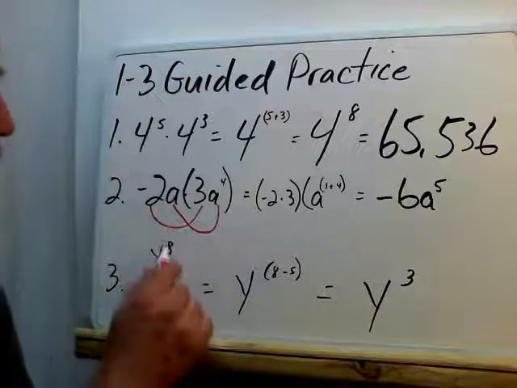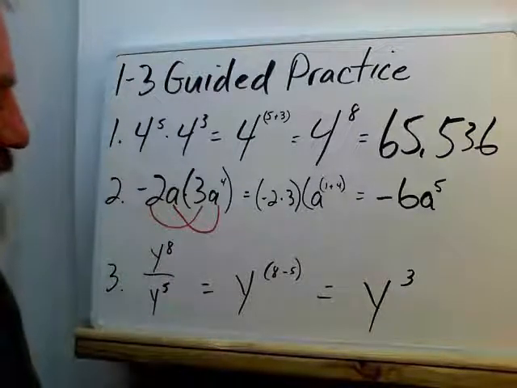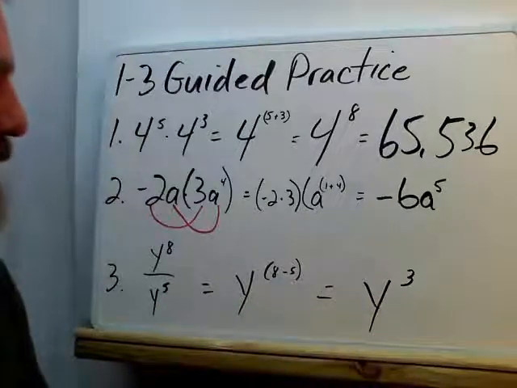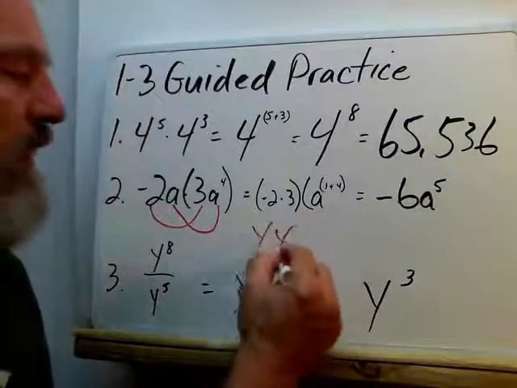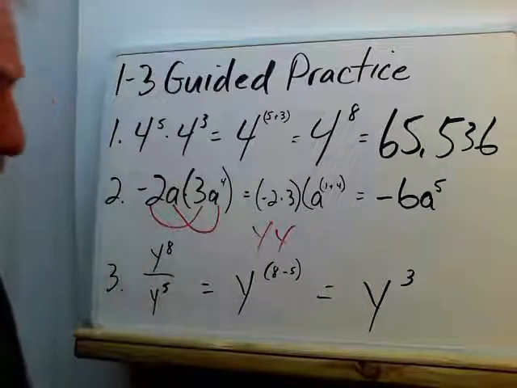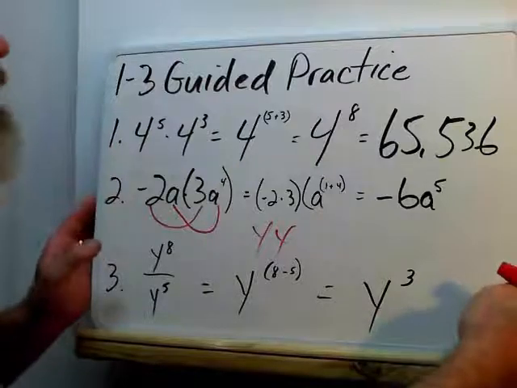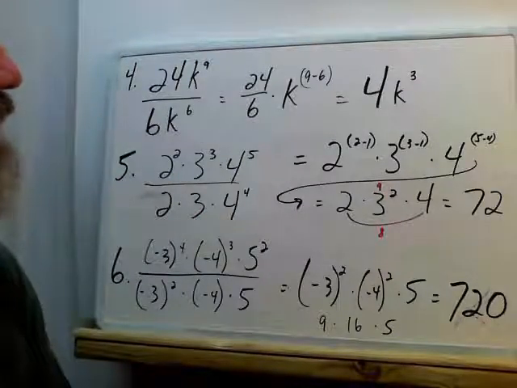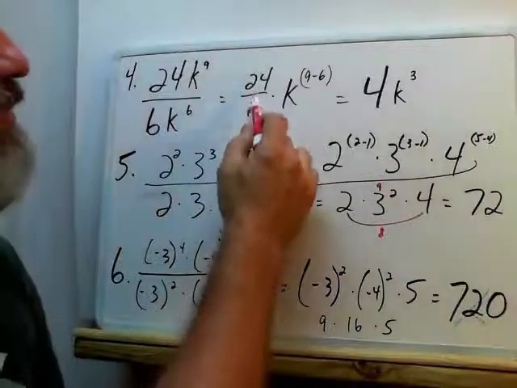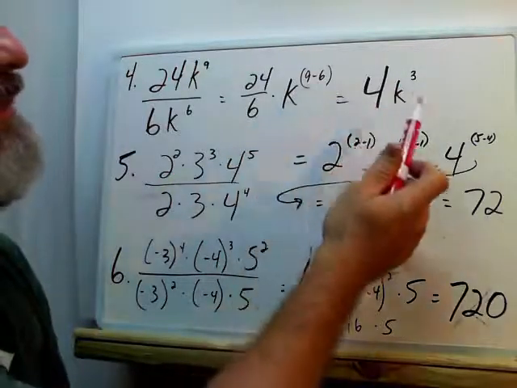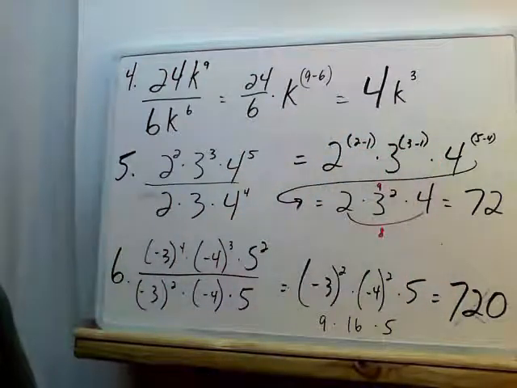Number 3, we have y to the 8th over y to the 5th. That's y to the 8 minus 5, y to the 3rd. If you need to write out all your y's like this and do the canceling, that is perfectly okay to do, but I don't think I need to show that anymore. Number 4, 24k to the 9th divided by 6k to the 6th. 24 divided by 6 is 4. K to the 9 minus 6 is k to the 3rd.